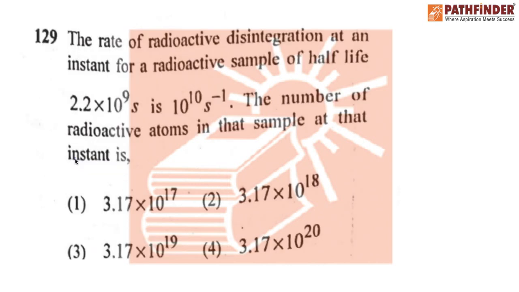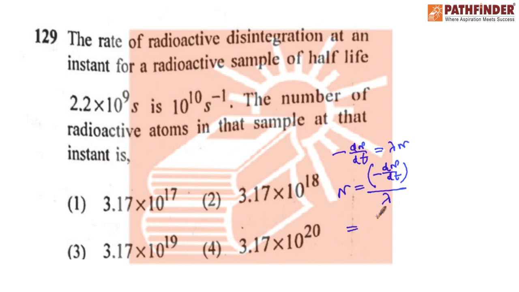The rate of radioactive disintegration at an instant for a radioactive sample of half-life is given, that means lambda is given, is 10 to the power 10 inverse second. The number of radioactive atoms in that sample at this instant. Okay, so minus dN by dt, that is the rate, is equal to lambda N. So you have to determine N. So N is equal to basically magnitude of this minus dN by dt. Minus dN by dt is positive, it doesn't bother you, divided by lambda.